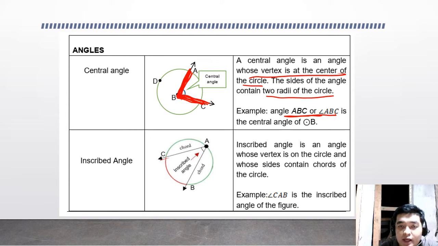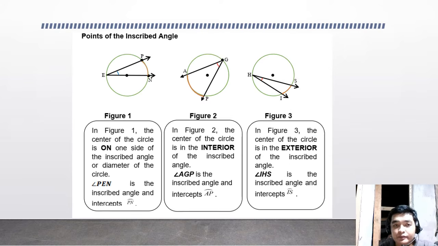We have the inscribed angle. An inscribed angle is an angle whose vertex is on the circle and whose sides contain chords of the circle. Meaning this is your inscribed angle. This is the intercepted arc, and this is a chord. So again, the difference between the two: for the central angle, the vertex is the center; for the inscribed angle, the vertex is on the circle.